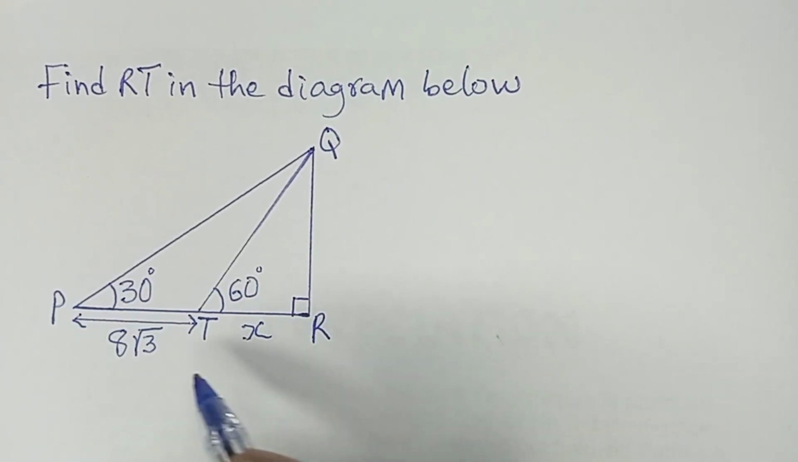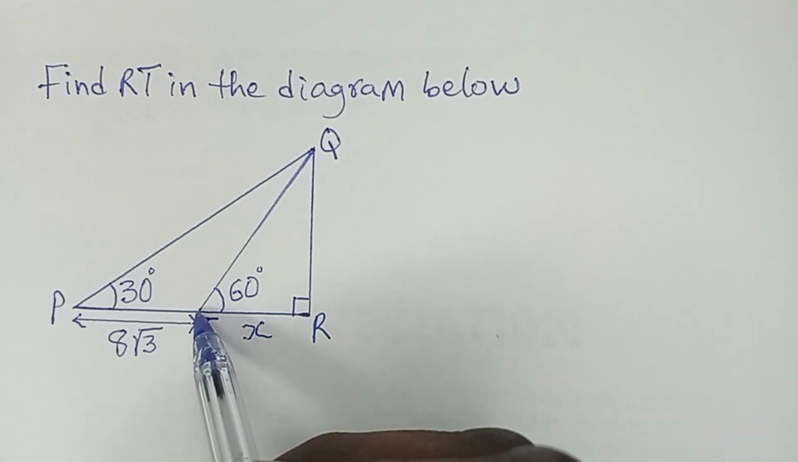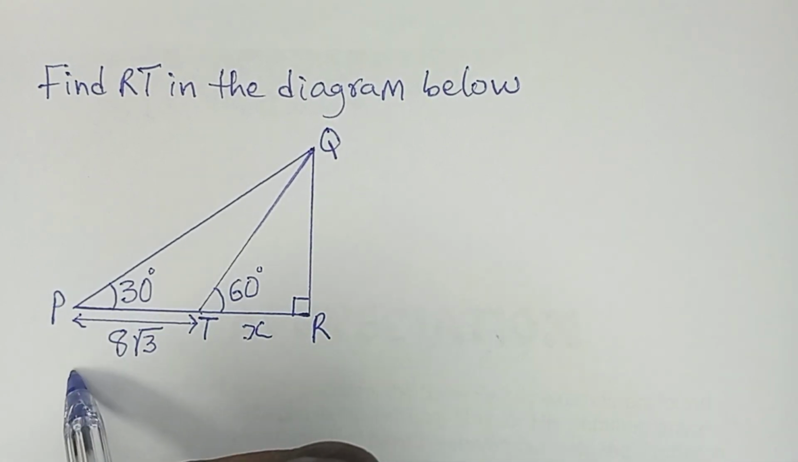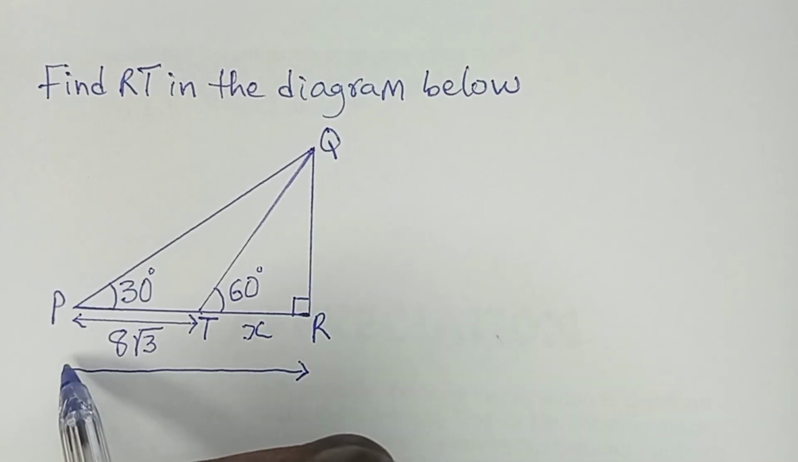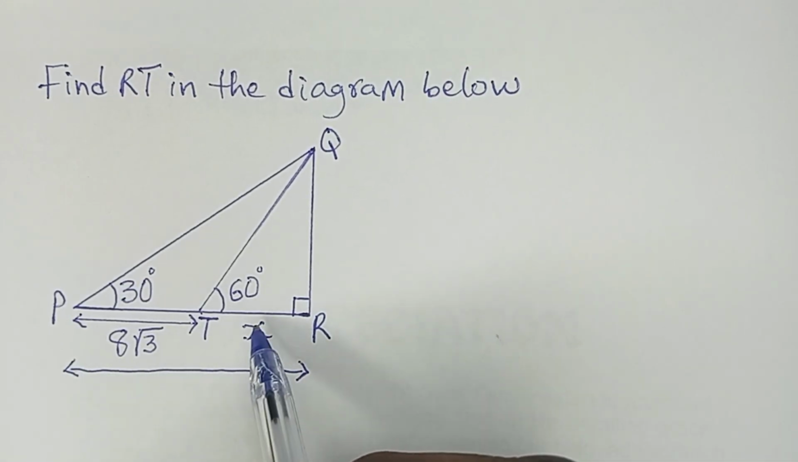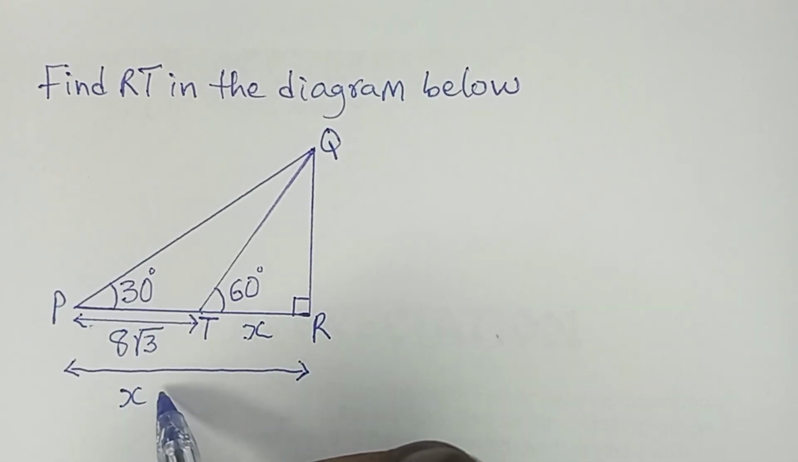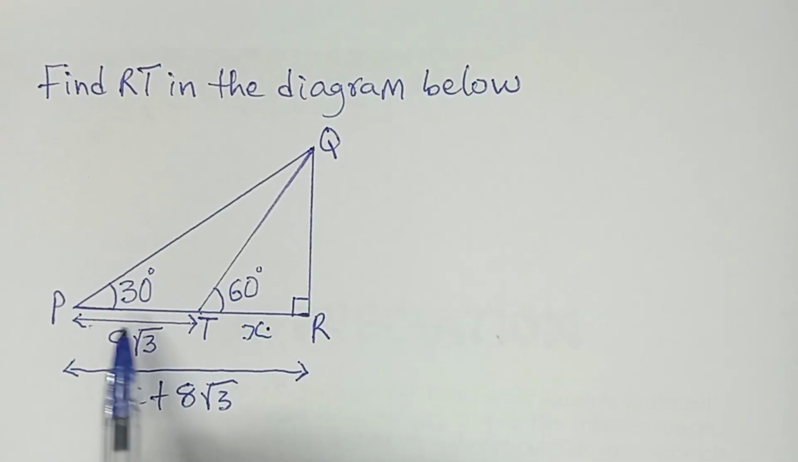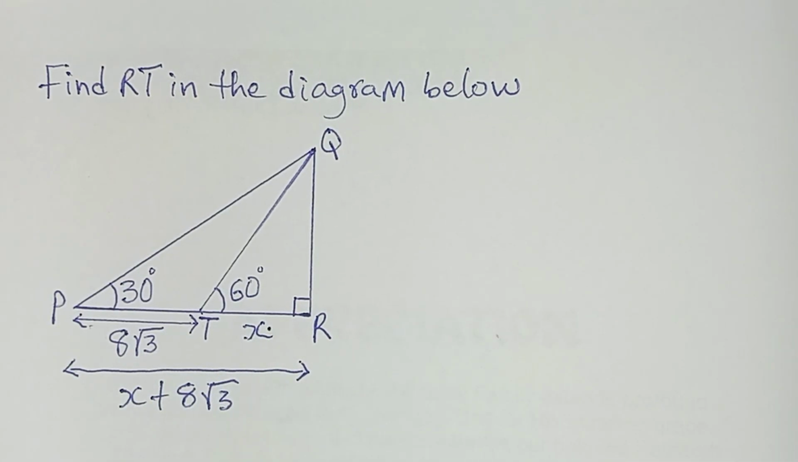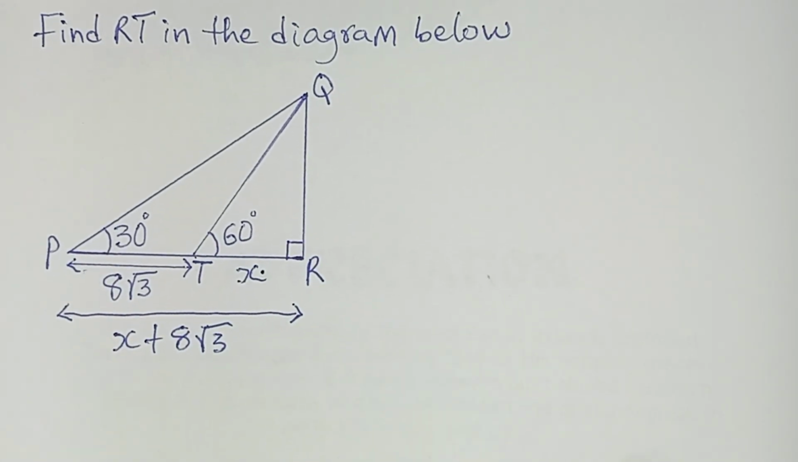So you agree with me that if this side is X and this side is 8 root 3, then the total length from here to the end will definitely be X plus 8 root 3. That is adding these two sides together, which gives us the total length of the base.